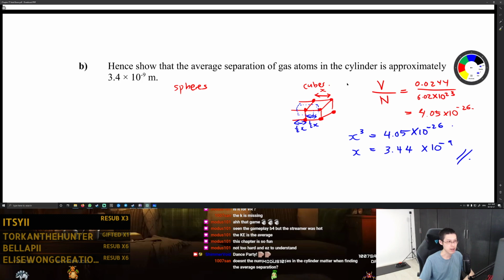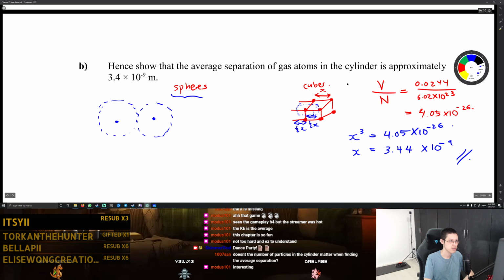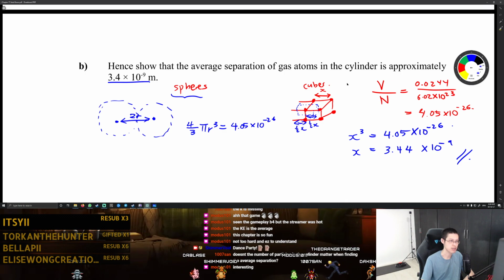Alternatively, you can model it as a sphere, which means each particle occupies a sphere. So the average separation between two spheres would be 2r essentially. So you could do 4/3 pi r cubed equals this value. You're not going to get the same answer though as this one, because you're modeling it as a sphere.